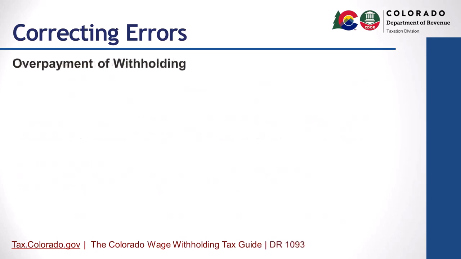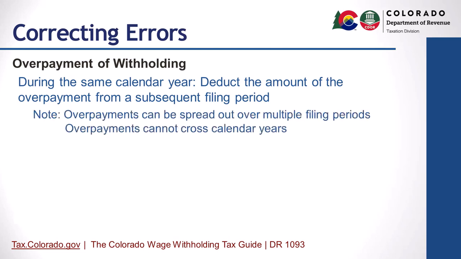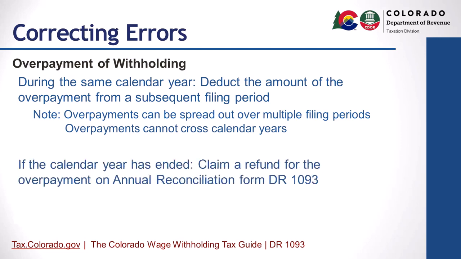If an employer overpays the wage withholding tax due for any filing period, the employer can deduct the amount of the overpayment from the tax reported and remitted for any subsequent filing periods during the same calendar year using Line 2 of the wage withholding return. Please remember that Line 2 of the return cannot exceed Line 1, so if needed, the credit may be claimed across several filing periods. If the overpayment is not completely claimed in the same calendar year when it occurred, then any remaining overpayment should be claimed for a refund on the annual reconciliation return DR 1093.